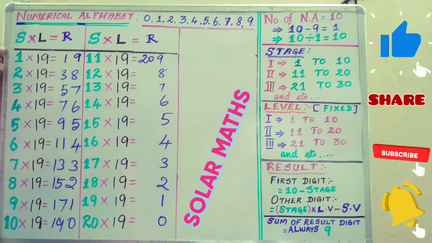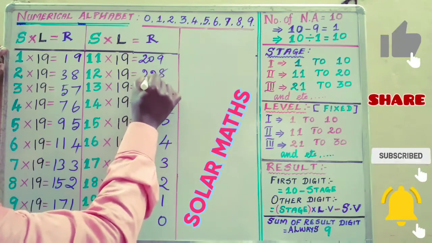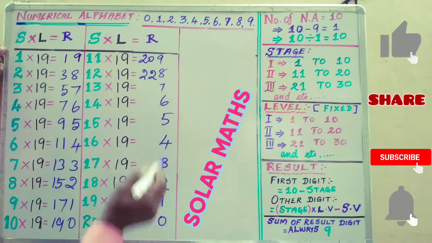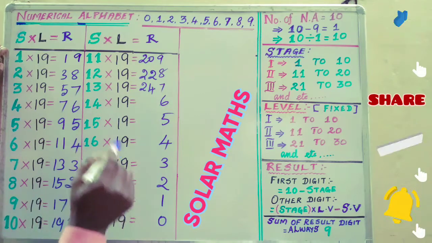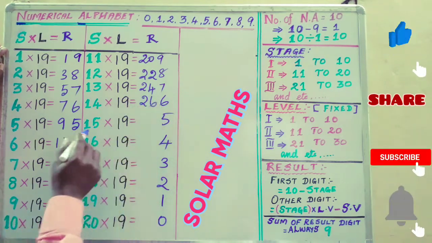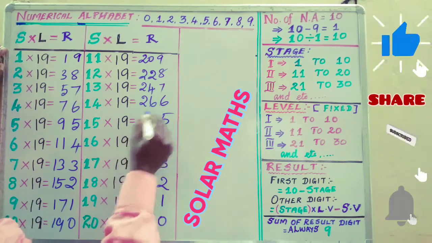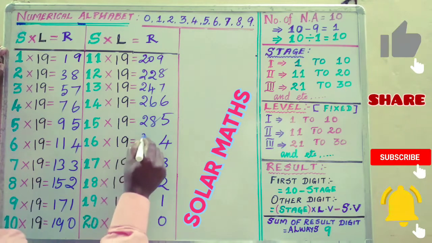Here 2 into 12 is 24. 24 minus 2 is 22. Here 2 into 13 is 26. 26 minus 2 is 24. Here 14 into 2 is 28. 28 minus 2 is 26. Here 15 into 2 is 30. 30 minus 2 is 28. Here 16 into 2 is 32. 32 minus 2 is 30.